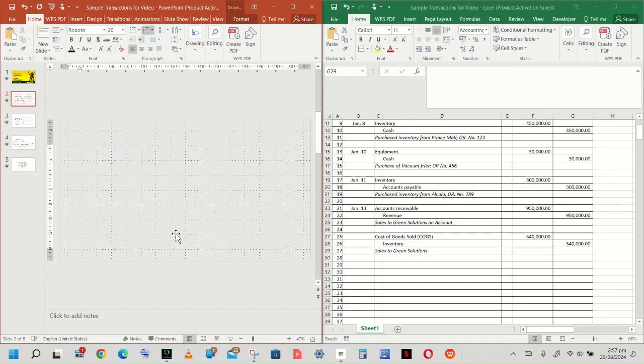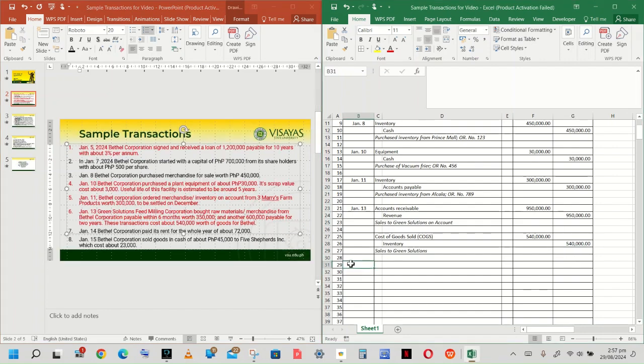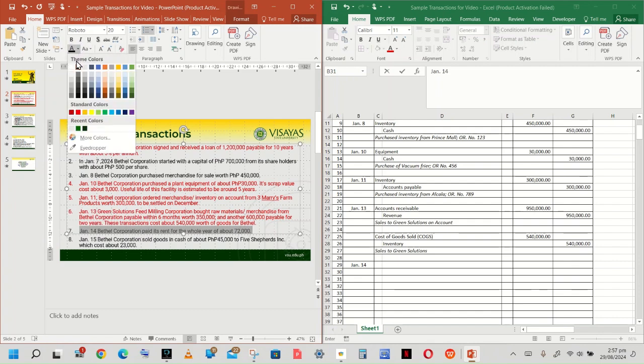Okay, to proceed sa next transaction. Sabi dito sa next transaction on January 14, Bethel Corporation paid its rent for the whole year of about 72,000 pesos. So, again, January pa lang, binayaran niya na yung ating rent. So, in short, at the end of the year, we'll have to account this one kasi magkano na lang yung prepaid rent natin sa December. Kunyari, we will have to create a financial statement, mag-close ng books every calendar year. So, babalikan natin yan mamaya. I-highlight natin siya kasi may transaction pa tayo dyan mamaya na tatapusin na i-close.